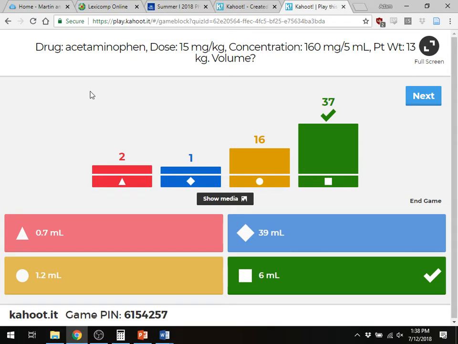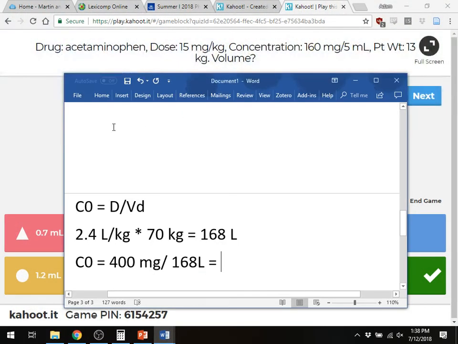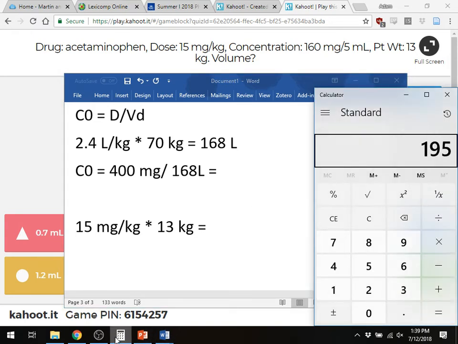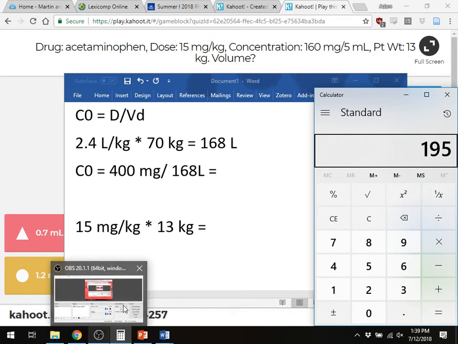Let's work through to see how we got that. Let's say we have our drug here. What's the first step I want to do? I want to figure out what dose my patient is going to get. So I'm going to multiply 15 mg per kilogram times 13 kilograms. Do 15 times 13. So the patient should be getting 195 milligrams per dose, right?